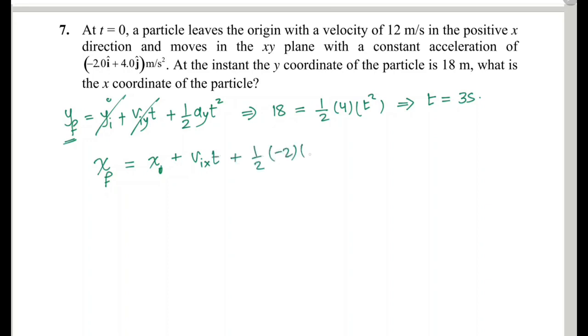Now, the final position on the x-axis equals x initial plus the initial x velocity times t plus half of minus 2 times 3 squared. This is 0 because it starts from the origin. So 12 times 3 minus 9, and in total the final position x equals 27 meters.